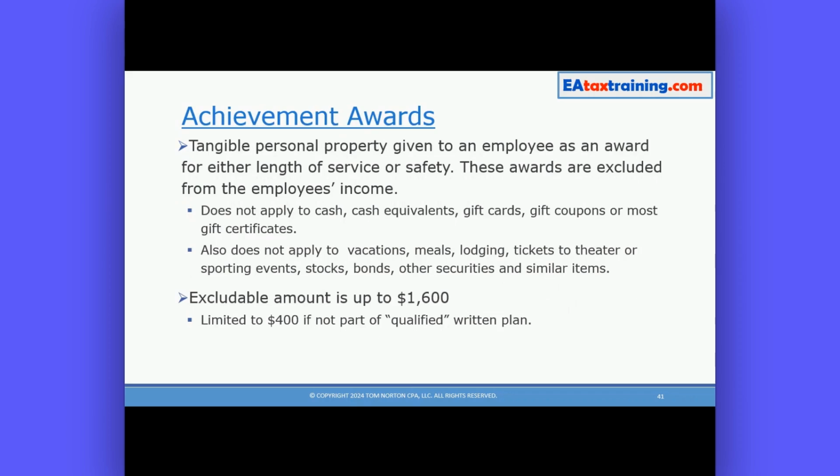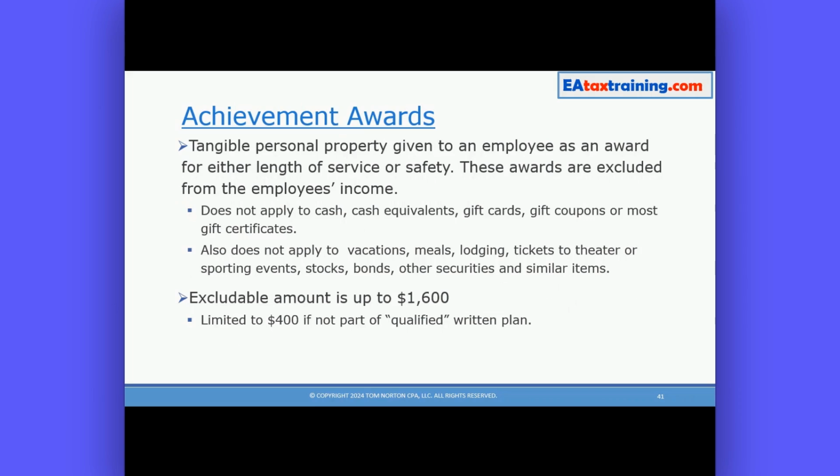Achievement awards: tangible personal property given to an employee as an award for either length of service or for safety. These awards are excluded from the employee's income, but it does not apply to cash, cash equivalents, gift cards, gift coupons, or most gift certificates. It also does not apply to vacations, meals, lodging, tickets to theater, sporting events, stocks, bonds, or other securities and similar items. So this is your typical gold watch that you get when you retire, or you get something because there were no accidents for the year, and so you're getting some sort of award for safety.